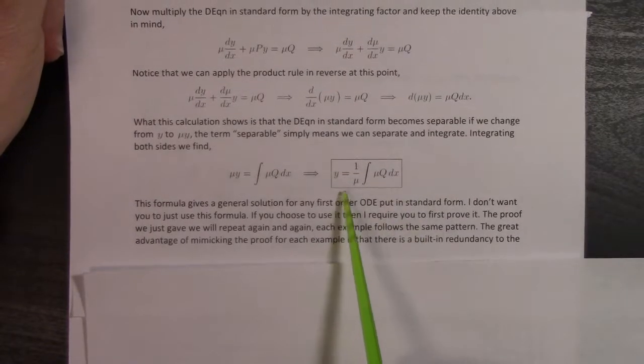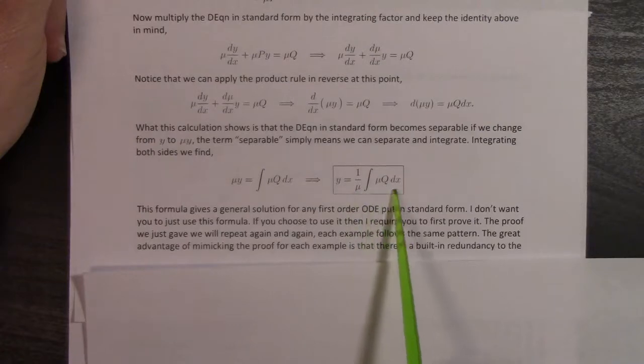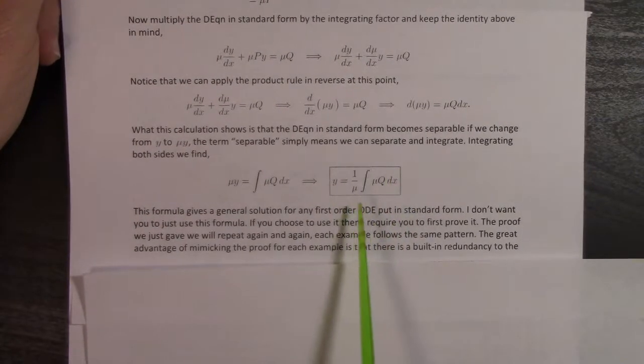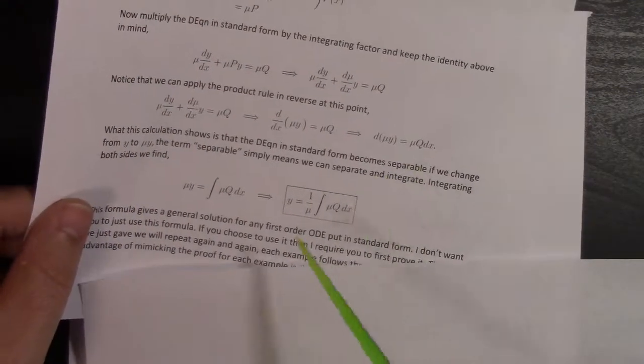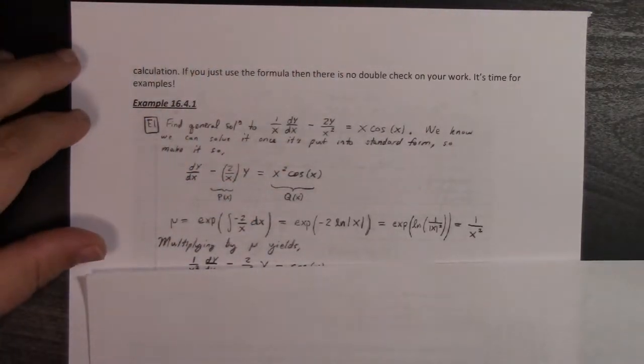In short, we have this formula that's pretty general: y = 1/mu times the integral of mu q dx. This is the summary of the integrating factor. Now, I'm not suggesting you actually use this boxed formula to solve problems. It will not work well. We have to actually go through this derivation we just went through for specific problems. Let's see how it goes.